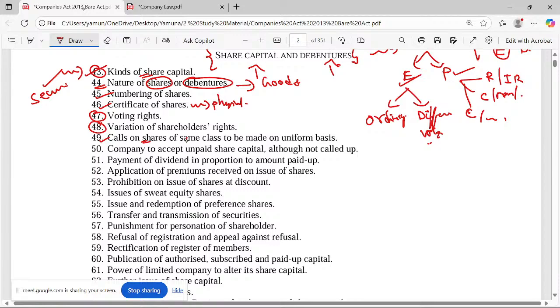Calls on shares of same class to be made on uniform basis. What do you mean by calls on shares? If the face value is 10 rupees, this 10 rupees need not be collected at one instance. You can do it in different payments, installments. Usually we go with the first case. Before allotment, we make a payment for applying for the shares, called share application money. A separate escrow account is opened, and this application money will be deposited there, and the next amount will be share allotment.